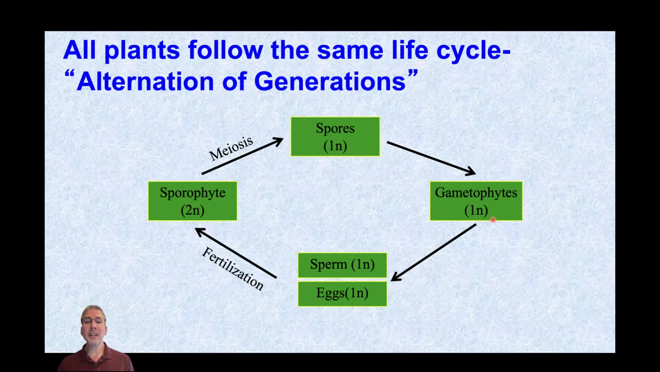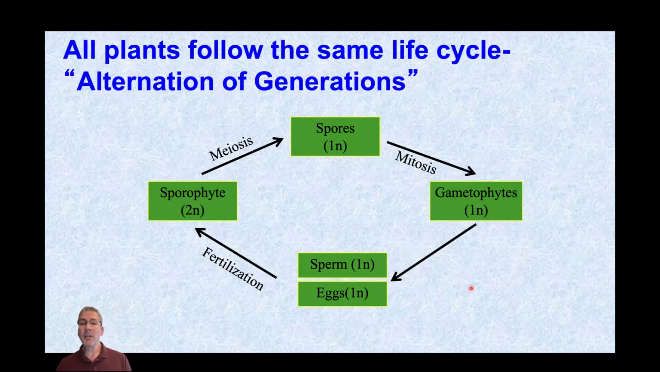So just a few additional comments at this point. Spores develop into gametophytes by undergoing mitosis. Notice there's no change in chromosome number here. But also take a look at the production of gametes, sperm and eggs, from gametophytes. Again, notice there's no change in chromosome number.